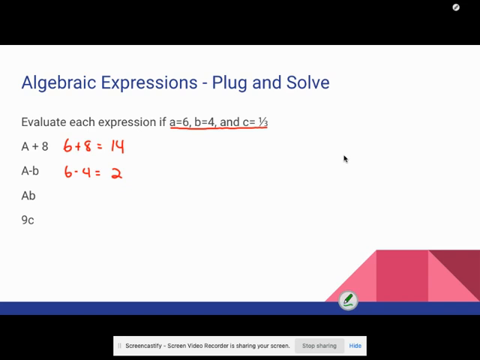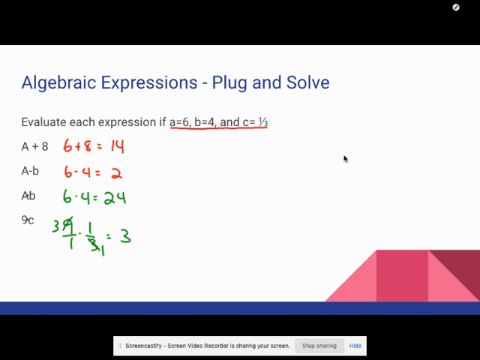Then I have AB. We need to know that anytime two letters are right next to each other, that means multiply. So I would have 6 times 4, which is 24. And then lastly, I have 9C, which is 9 times 1/3. I'm going to solve this like I would do fractions. 9 over 1, I'm going to cross reduce. 3 goes into 9 3 times. So my final answer ends up being 3.